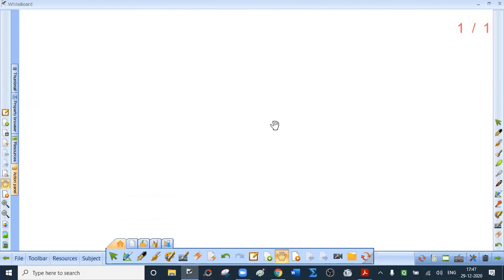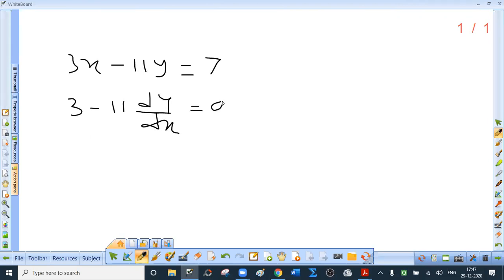Actually, we can verify this for a line also. 3x minus 11y equal to 7. Find out derivative. Derivative of 3x is 3, minus 11 times derivative of y, dy/dx. What is derivative of 7? 0. So what is dy/dx? 3 upon 11. Actually, this is not a curve, but still we can use this logic. Is slope of this line 3 upon 11? Yes. Slope is negative coefficient of x upon coefficient of y. So we have verified this result. Is that clear? So this is the geometrical interpretation of derivative.